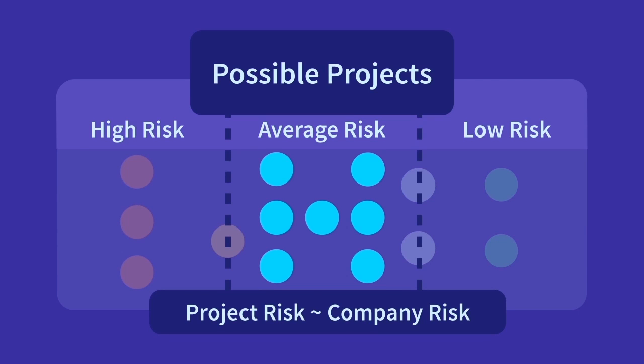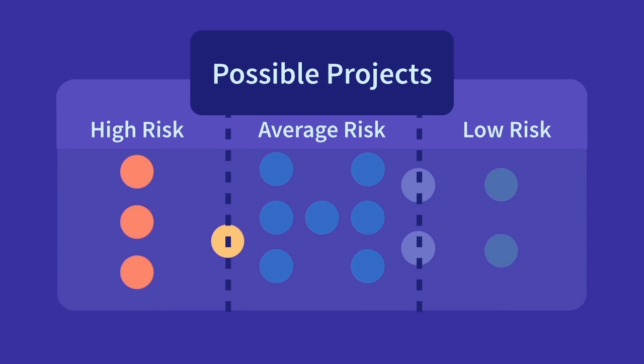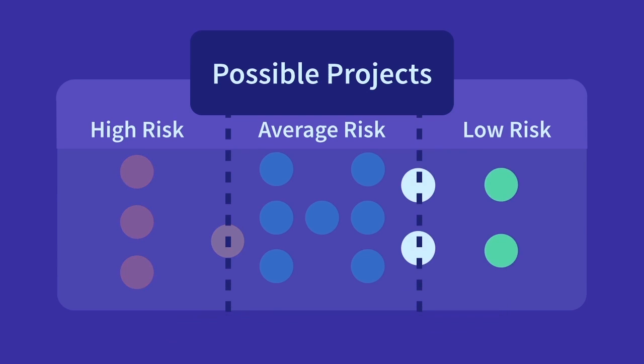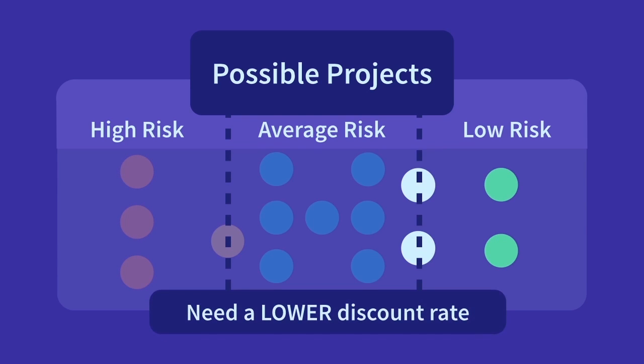It's when the risk level of the new project is different from where the company currently stands, that's when we're going to need an adjustment. When a project is riskier than the company's current average risk level, we need to add a premium to the discount rate. In other words, riskier projects should return a higher rate to be worth the investment. Less risky projects, by the same logic, would be accounted for with a lower discount rate.